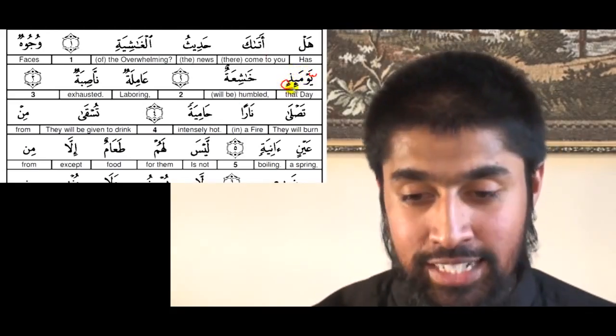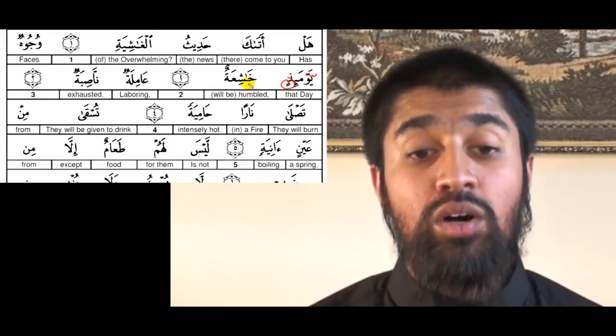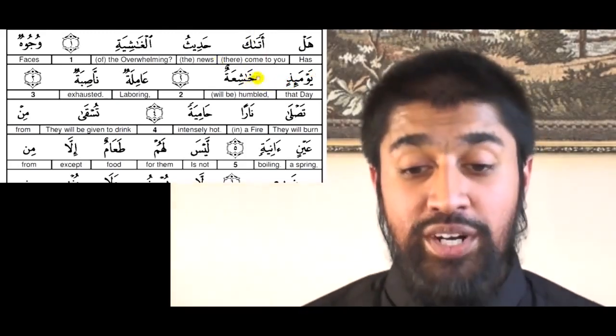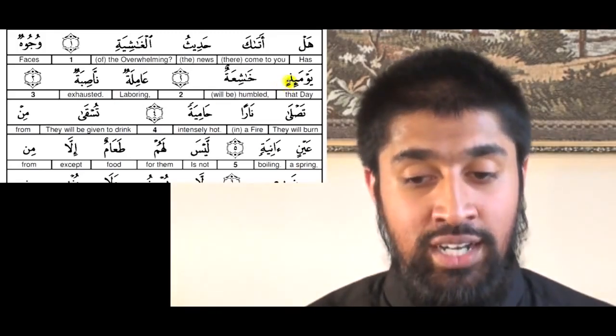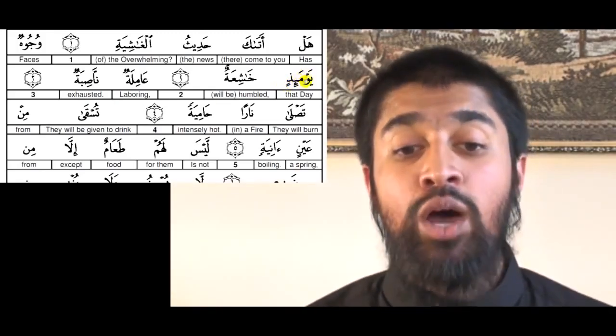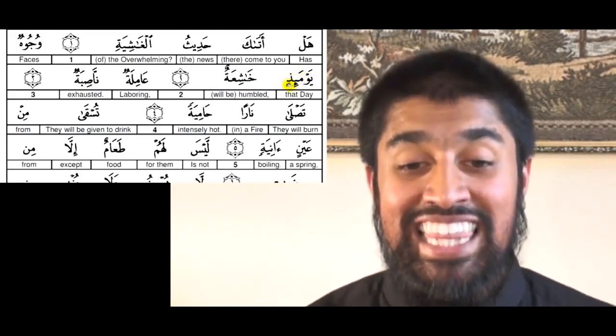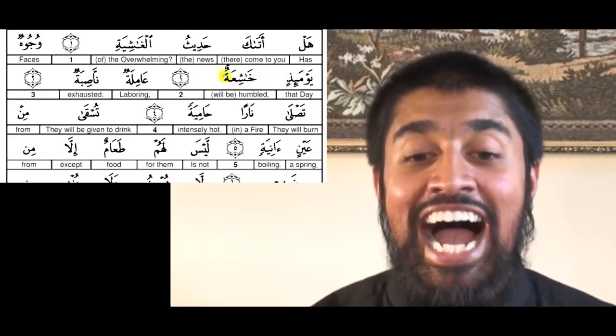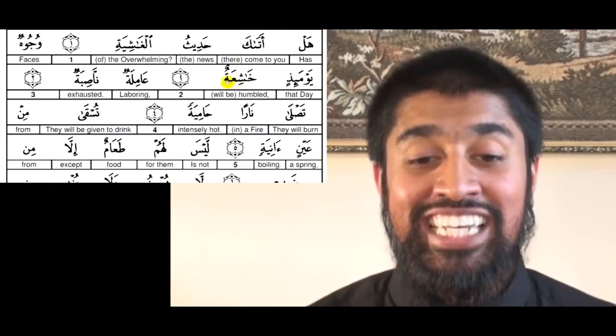Yawma'idhin. Double accent. Followed by the letter Kha. Is Kha in the throat? Yes, it is. Third part of the throat, tongue touch. This is going to be a tongue touch sound. So say yawma'idhin, dhin, khashi'ah, khashi'ah.